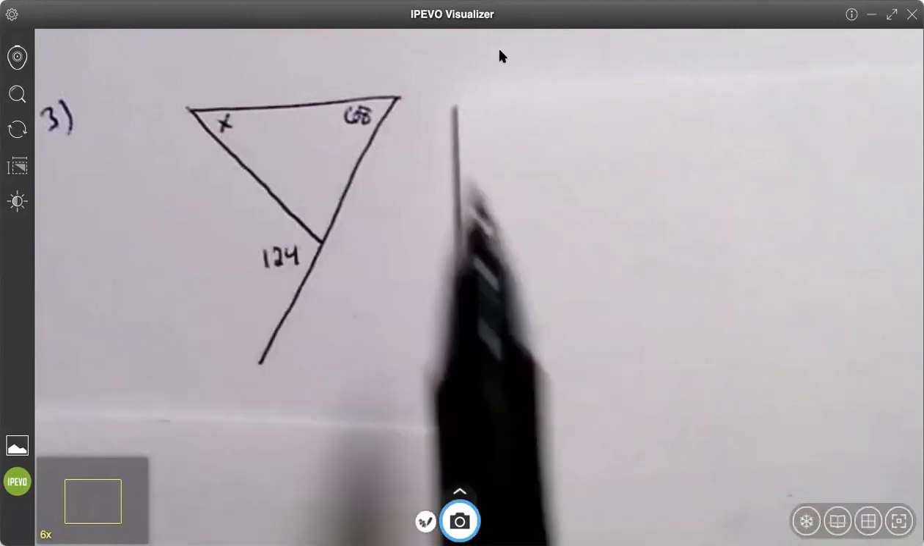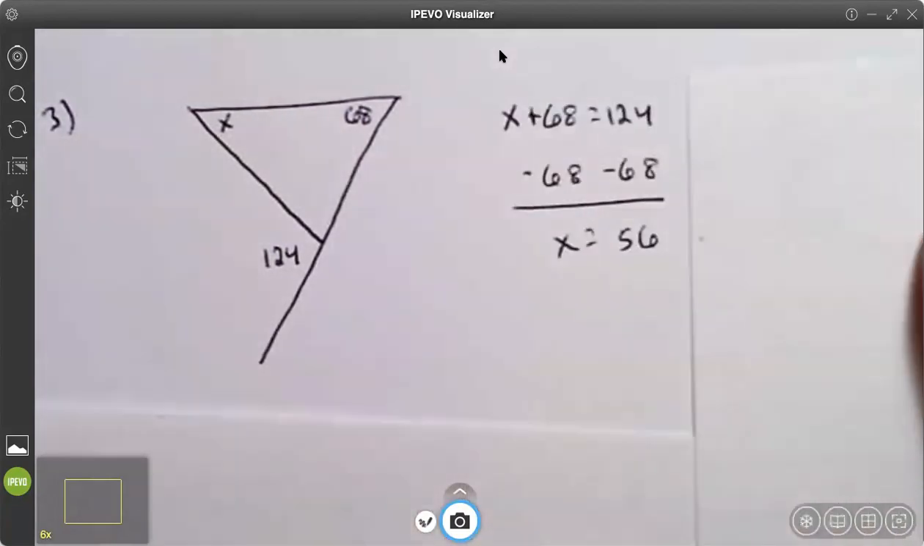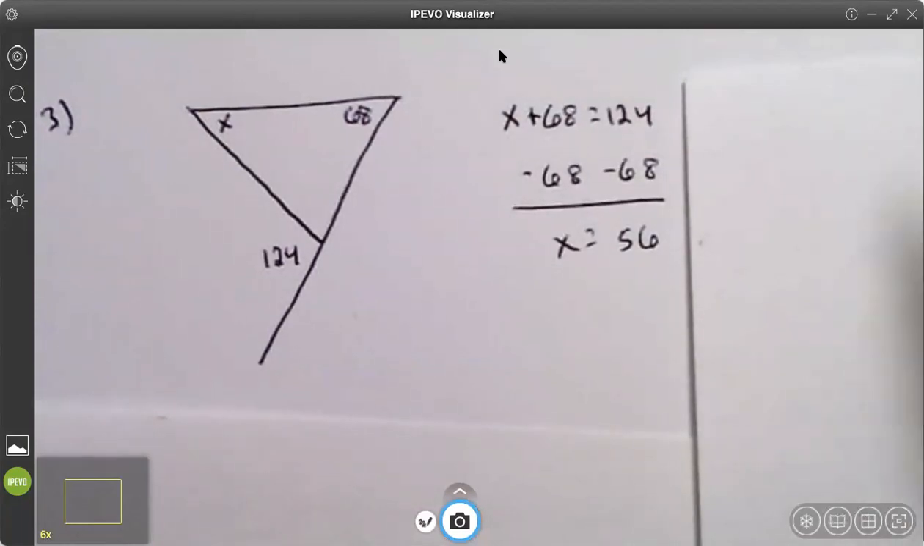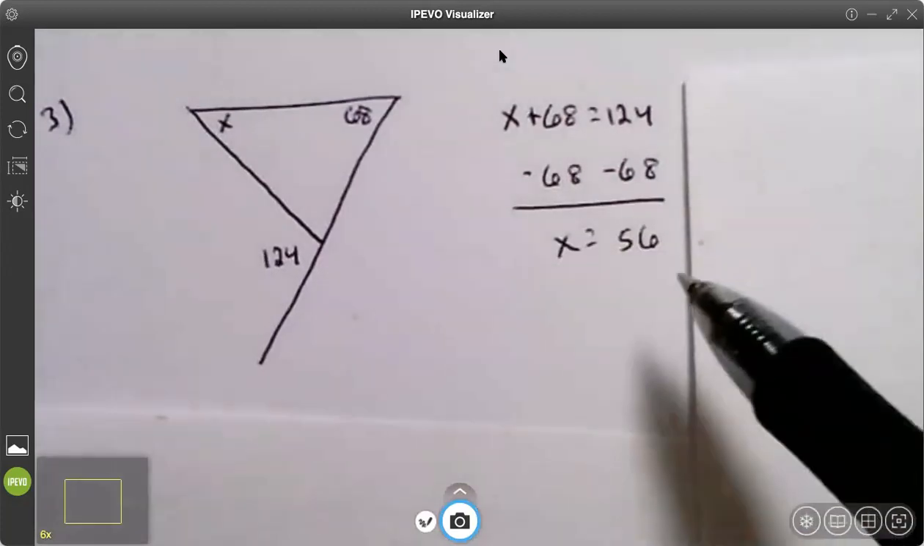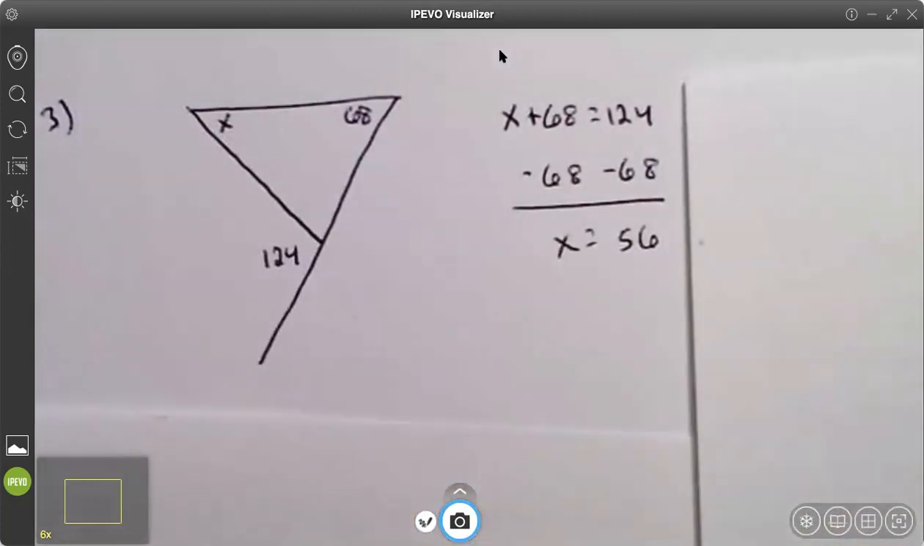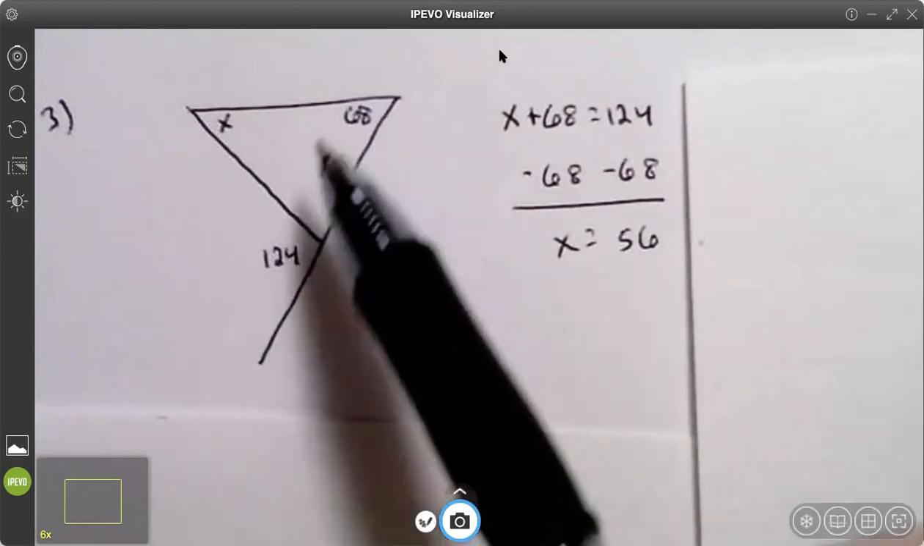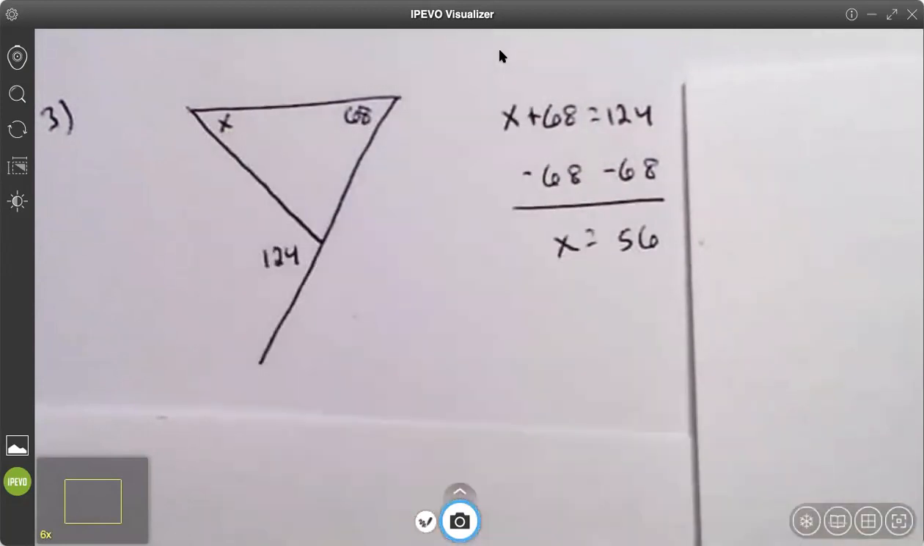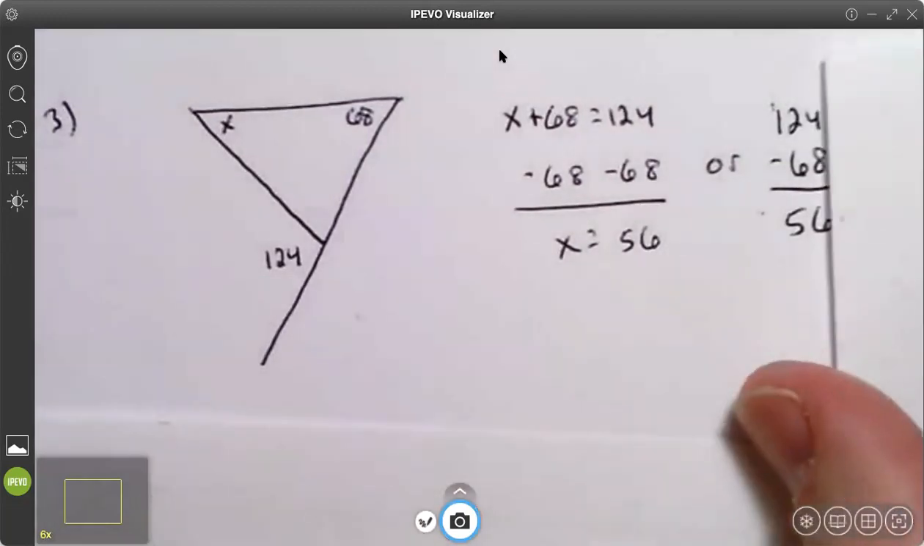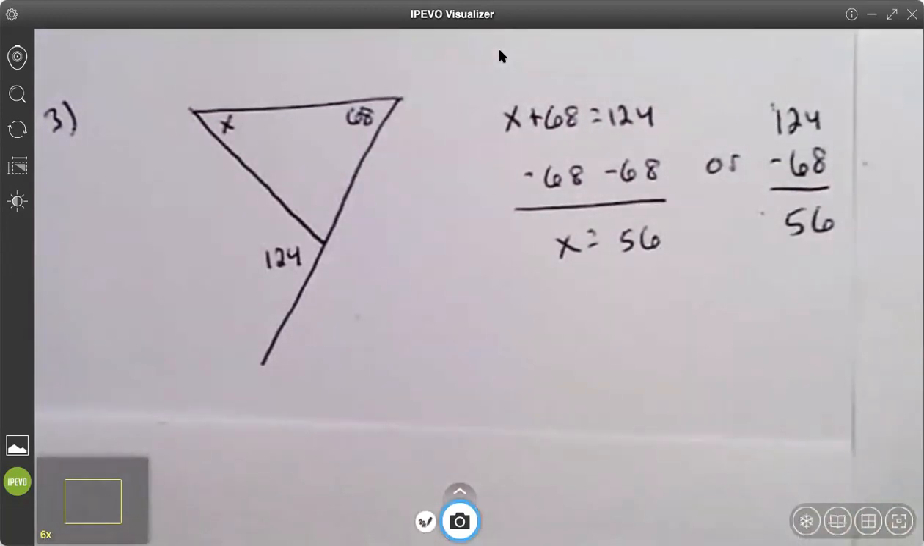So x plus 68 is going to equal 124. And you can solve that equation. X plus 68 equals 124. Subtract 68 from both sides. This missing angle measure is 56. Or you can just take your calculator and say 124 minus 68 equals, and you're going to get your answer, which is 56, or 56 degrees.